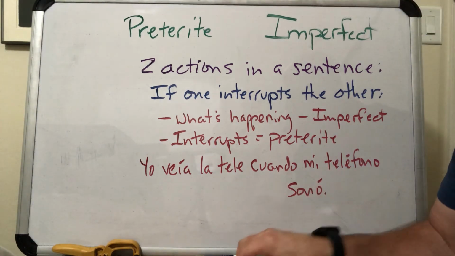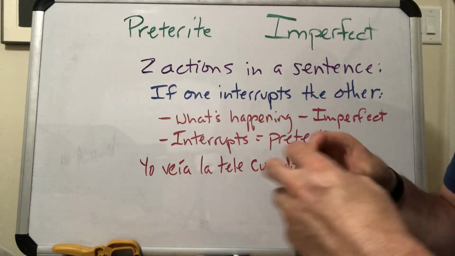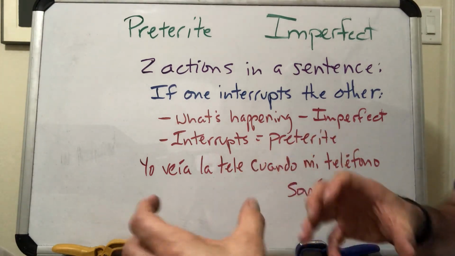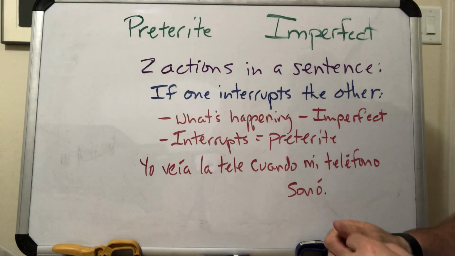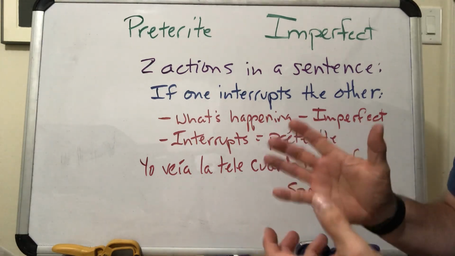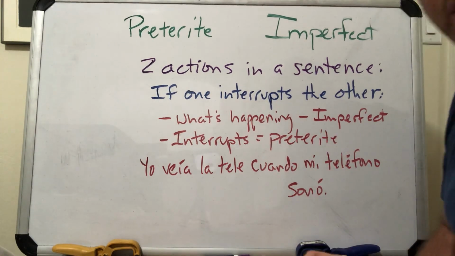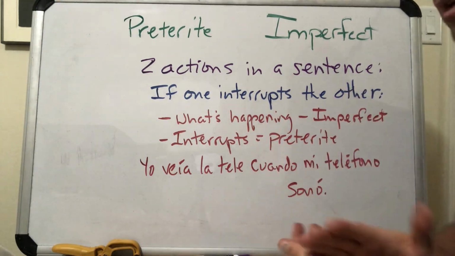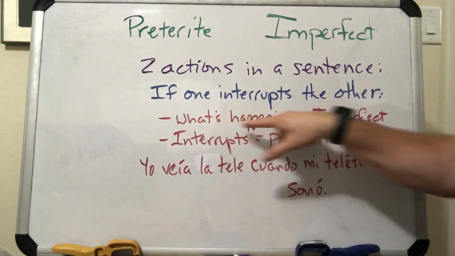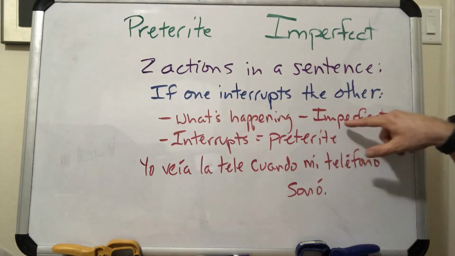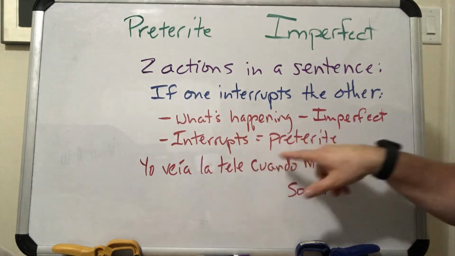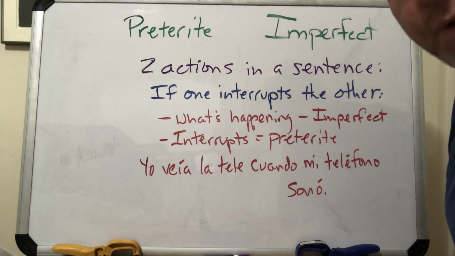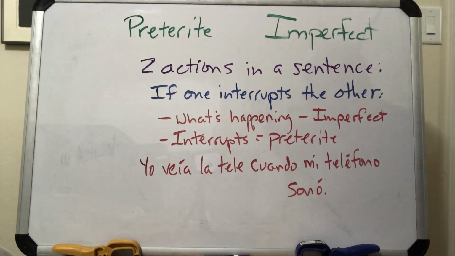Sometimes you'll have sentences where they don't interrupt each other, where they're going on at the same time, or two actions are separate. Then both of them would be the same tense, either both preterite or both imperfect. Versus this one where you have something going on and then it gets interrupted. The background action is the imperfect, and what does the interrupting would be in the preterite tense. Okay, that's preterite and imperfect.